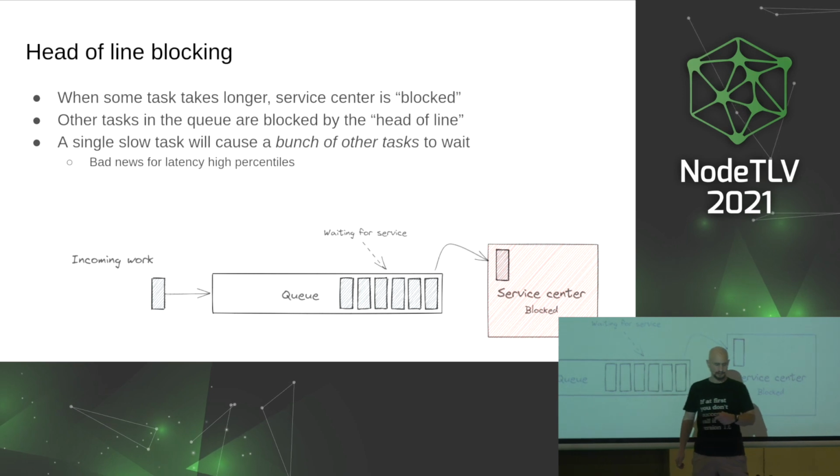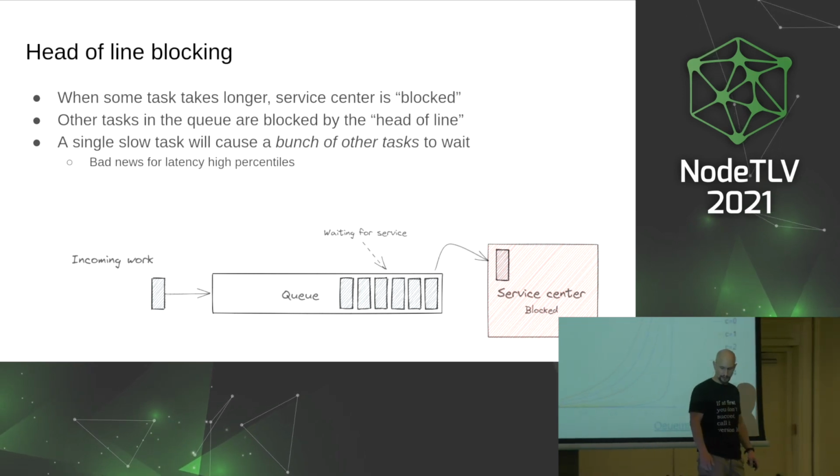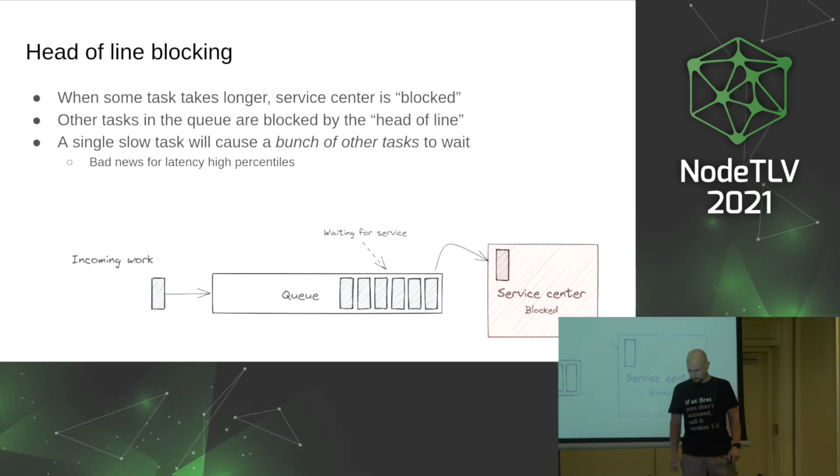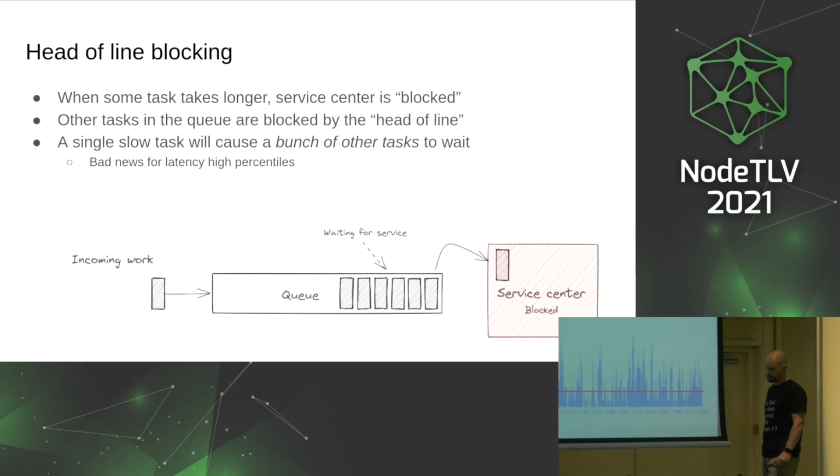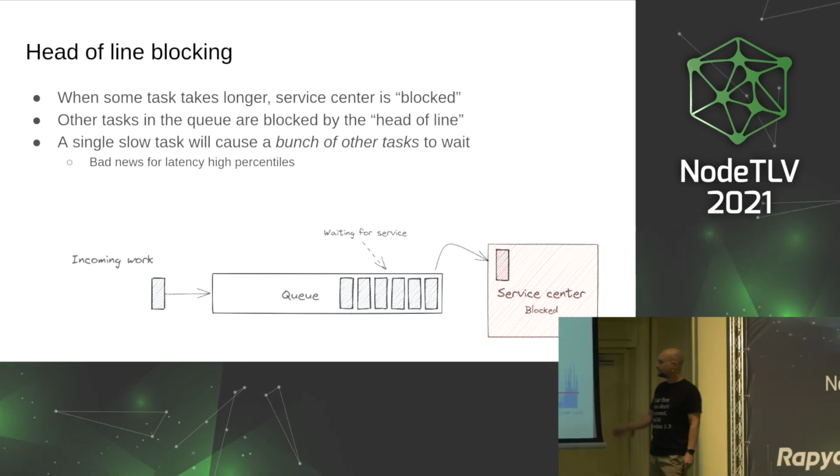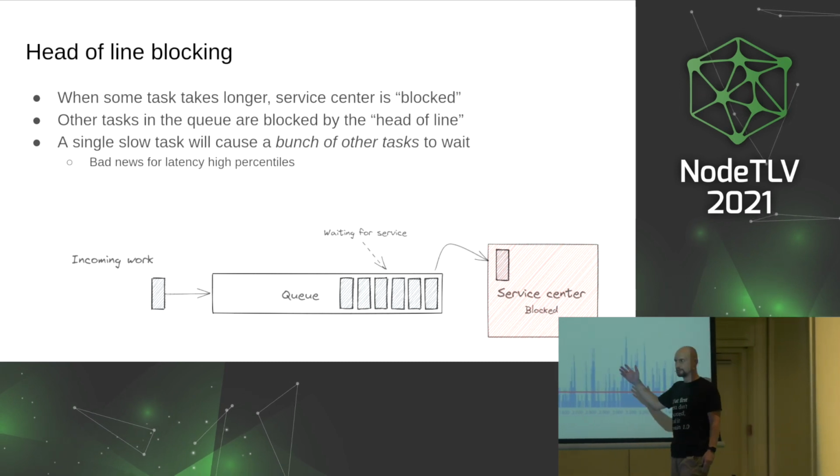Okay? So this means that even if you have one job that is in the high percentiles, it's going to have a non-proportional impact on the latency of all other requests that are supposed to be independent, but actually are not.